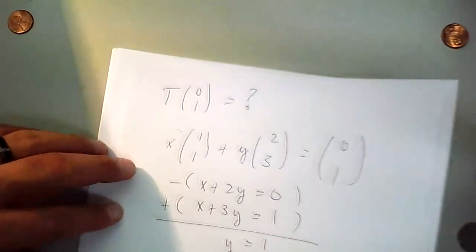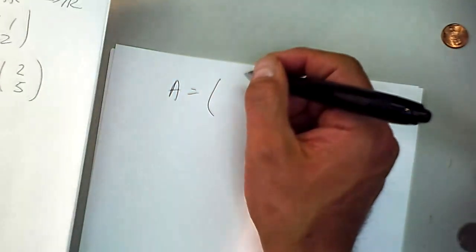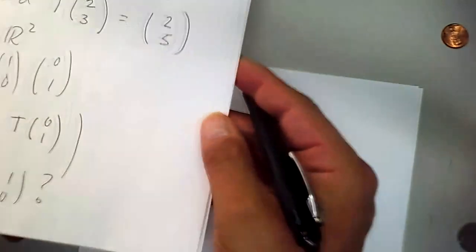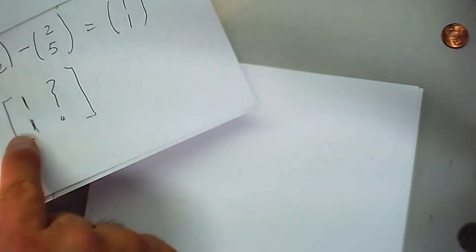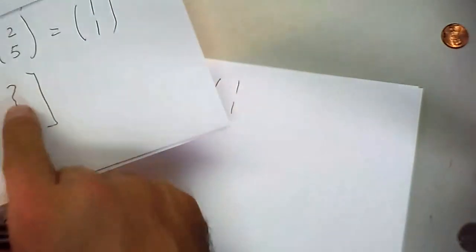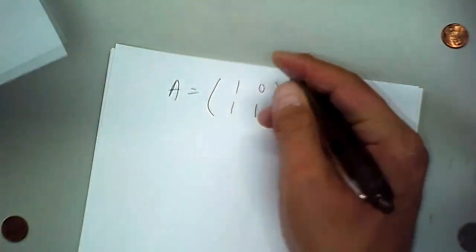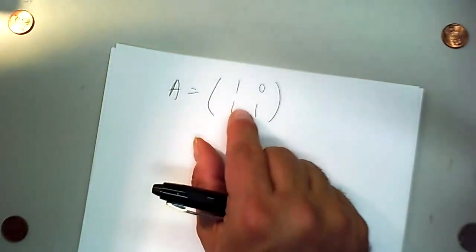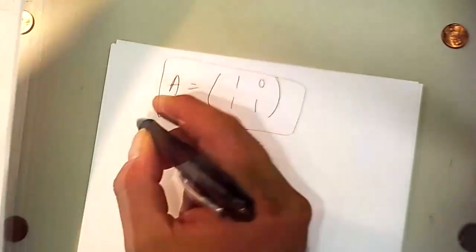So A, which is what we're after, A is equal to, oh, in one of the previous pages, I had mentioned that A has the first column (1, 1). The second column, we just found it to be (0, 1). Okay, multiplying by this matrix is the same thing as transforming with this T. So this is the matrix that we are looking for. But let's check.